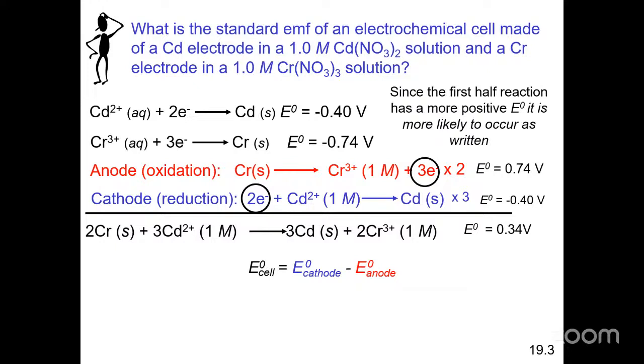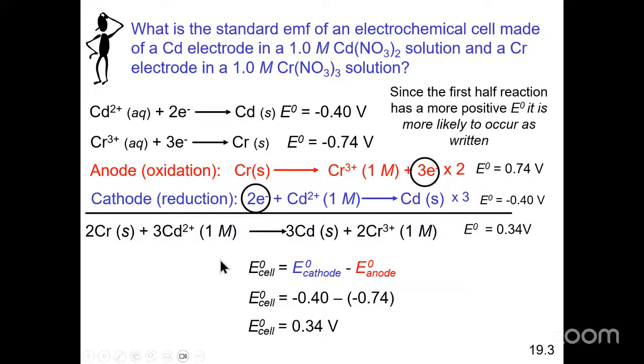The cathode is where reduction takes place, so the EMF of the cathode in this case would be the minus 0.40 volts, minus the EMF of the other electrode, which is the anode. So that's the setup: minus 0.40 minus minus 0.74, and that will give you the same result. I'm just showing you two different ways of solving this problem.